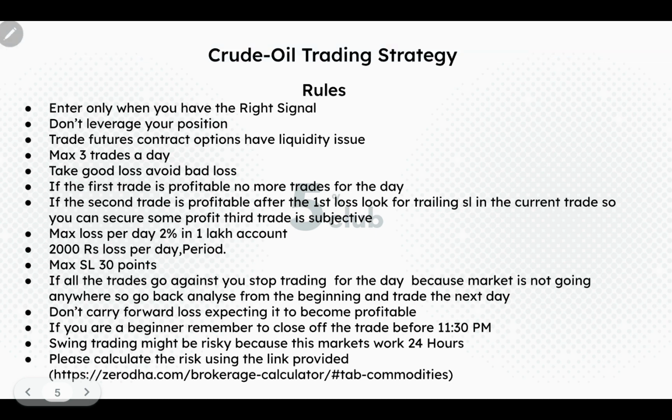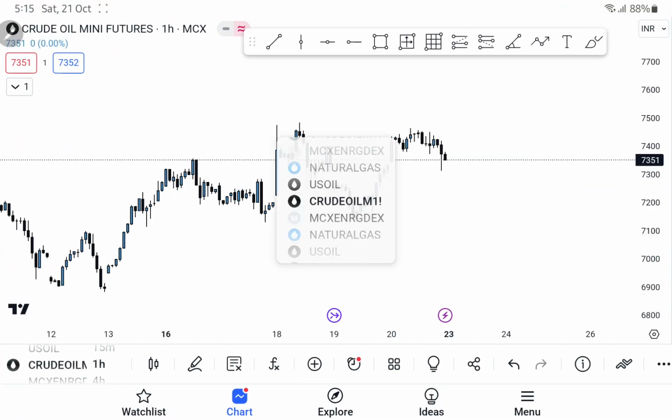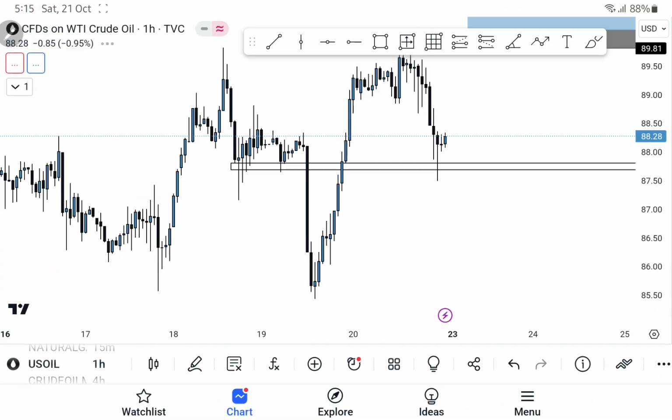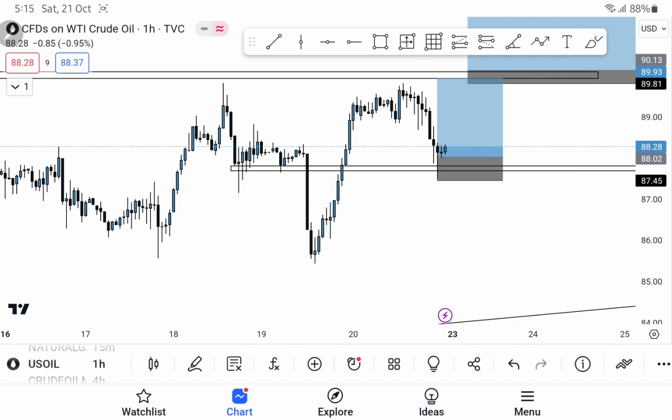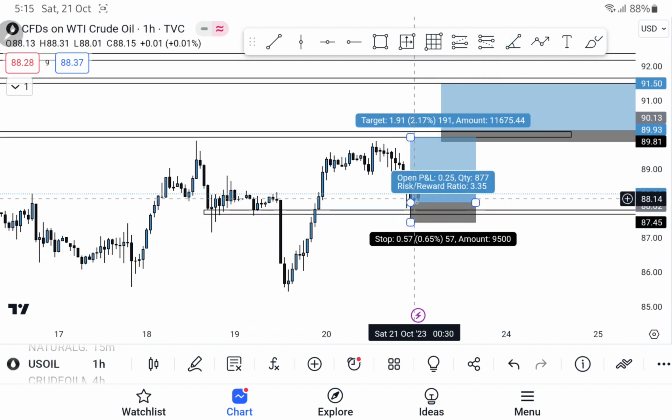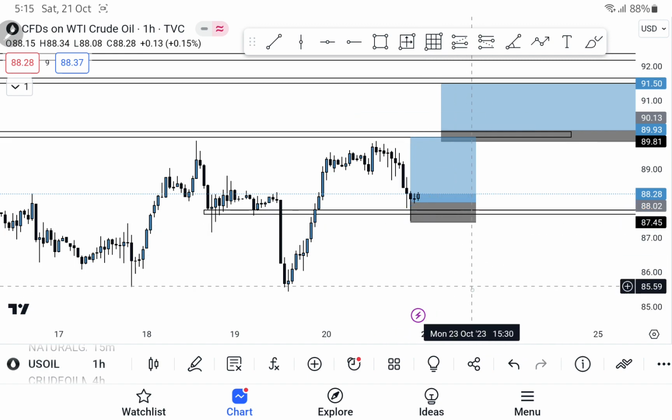take good loss, avoid bad loss. I already explained this to you guys. What is a good loss and what is a bad loss? I will explain again. The market is going up. If I'm trading here and it hits my stop loss, this is a good loss.